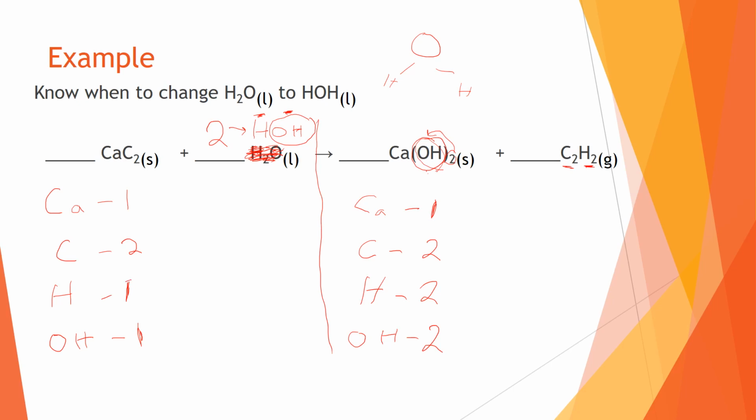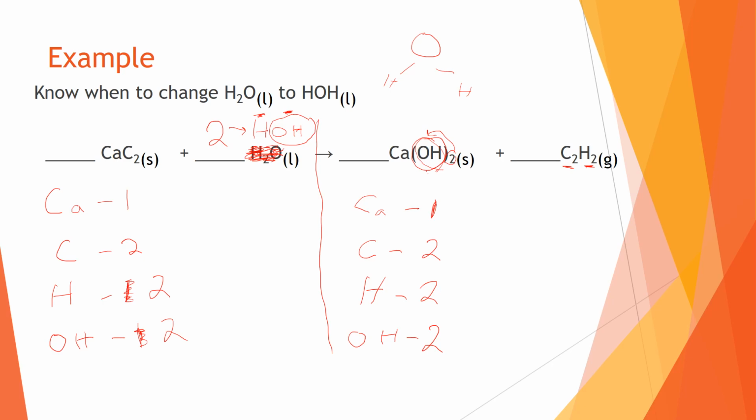Okay, so now go back, I scribble this out. I now have 2 hydrogens on this side, and I now have 2 hydroxides on this side. Okay, so if I look here, 1 calcium, 1 calcium. Remember, this 2 only applies to the hydroxide. I have 2 carbons over here on this side, great. And I have 2 carbons on this side, perfect.